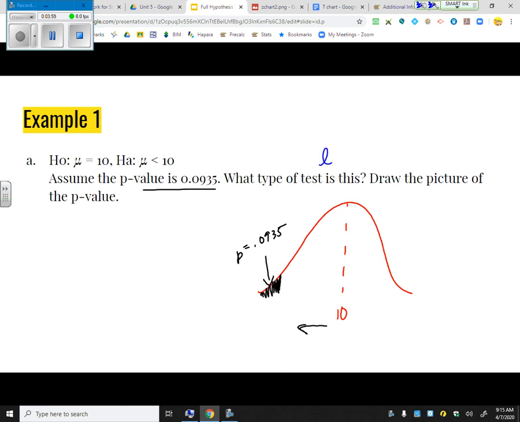I have a left tail test. Okay. And that's all it would be looking for on that. I can definitely see myself asking this on your upcoming assessment. Hey, just draw me a picture and tell me what's going on here, okay? I think this is important to see.